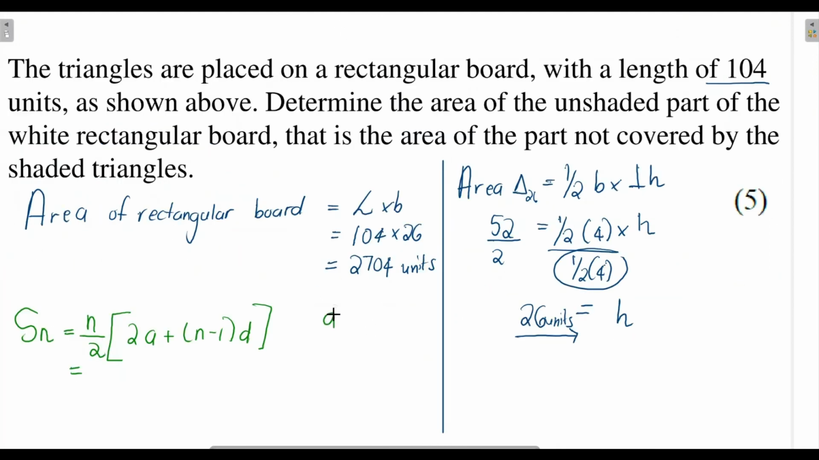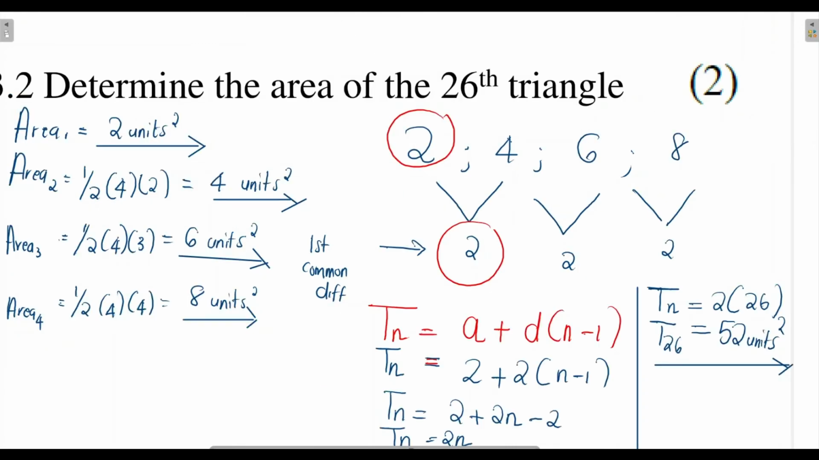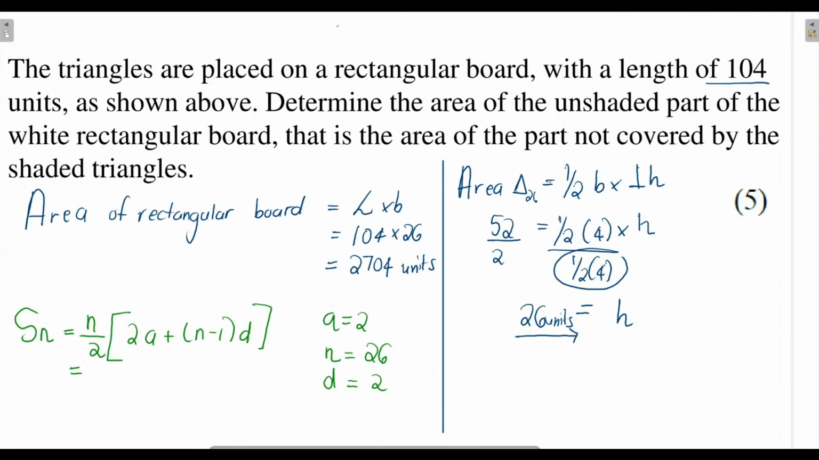We already know for this arithmetic series that a is equal to 2. We want the sum for all the triangles going all the way to the 26th triangle, so n is 26. What is the common difference? The common difference for our sequence was 2, and we're just going to substitute. So to get the sum, n is 26 over 2, times 2 times a, which is 2, plus d, which is 2, times n, which is 26, minus 1.